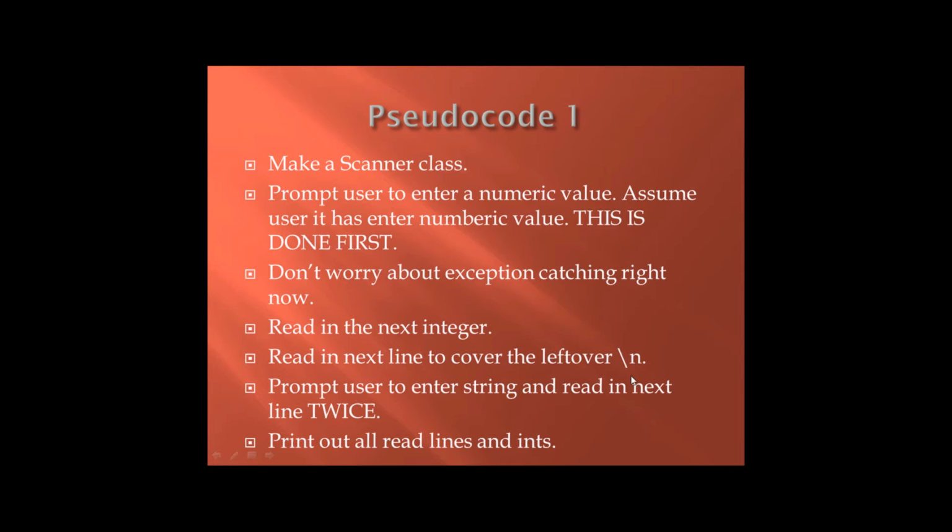Then use next line to cover the leftover \n. That is very important, the leftover \n. Prompt the user to enter the string and read in the next line twice. Now use a loop for that, by the way, just for the sake of argument. Print out all read lines and the int.